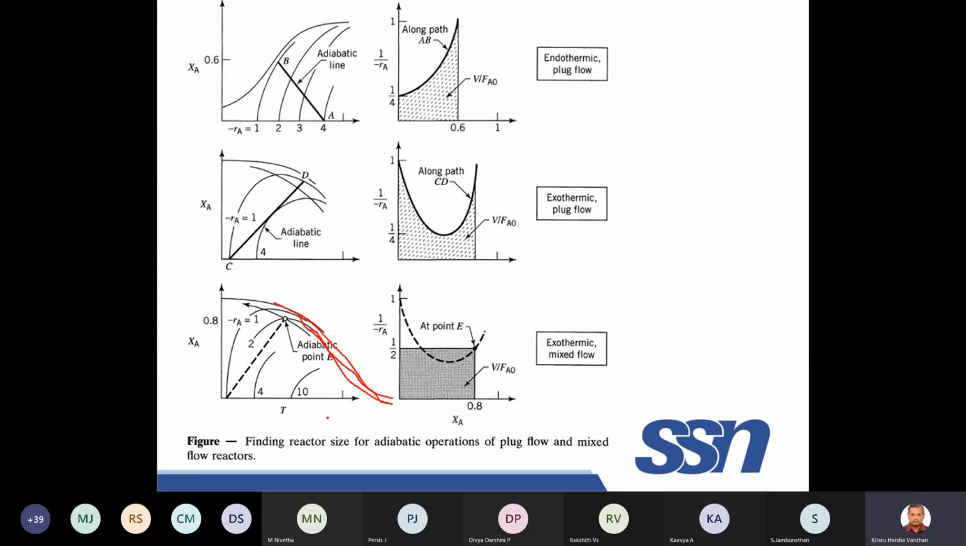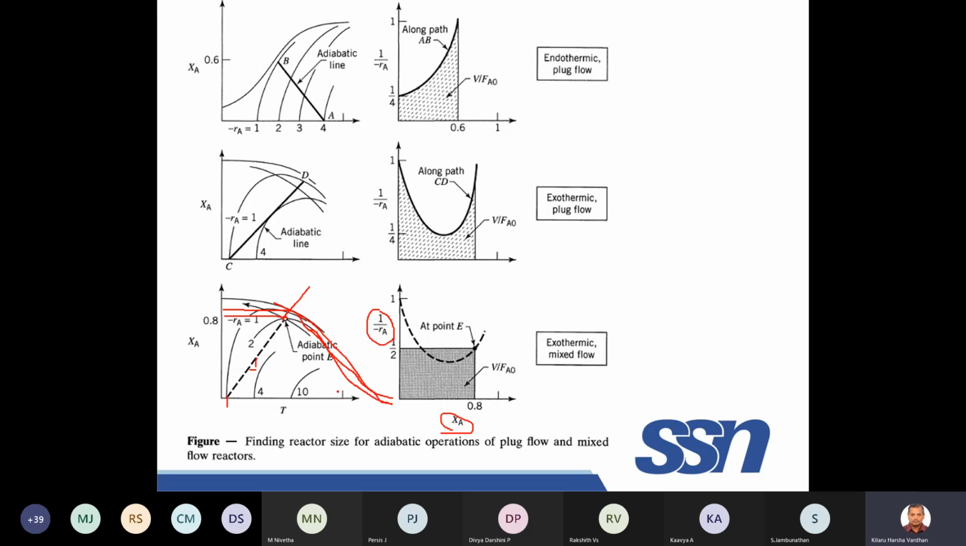Now at this particular point, you know what the temperature is. From this particular temperature, you draw a slope. The slope will be given by Cp by delta HR. So based on that, this slope is cutting these particular rate curves, right? What rate curves is it cutting? Corresponding XAs you take. That is what this X is. You take minus 1 by RA, right?